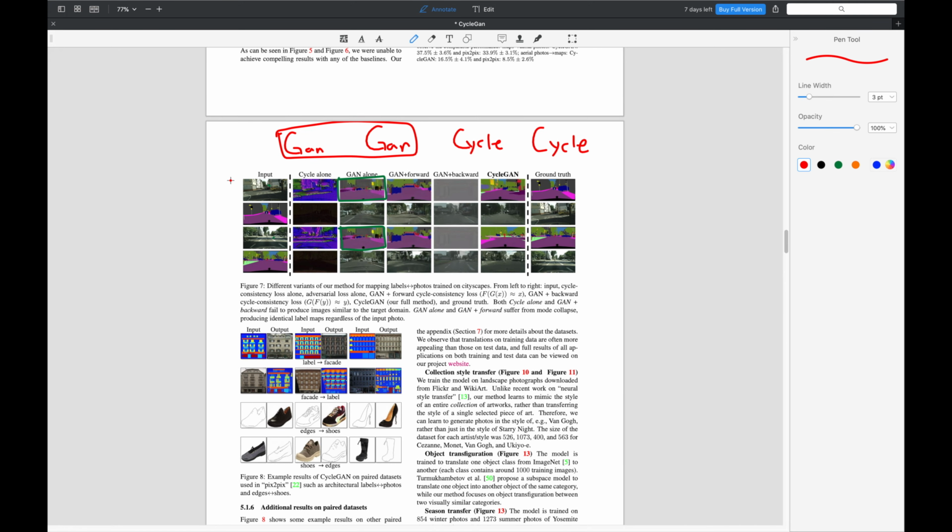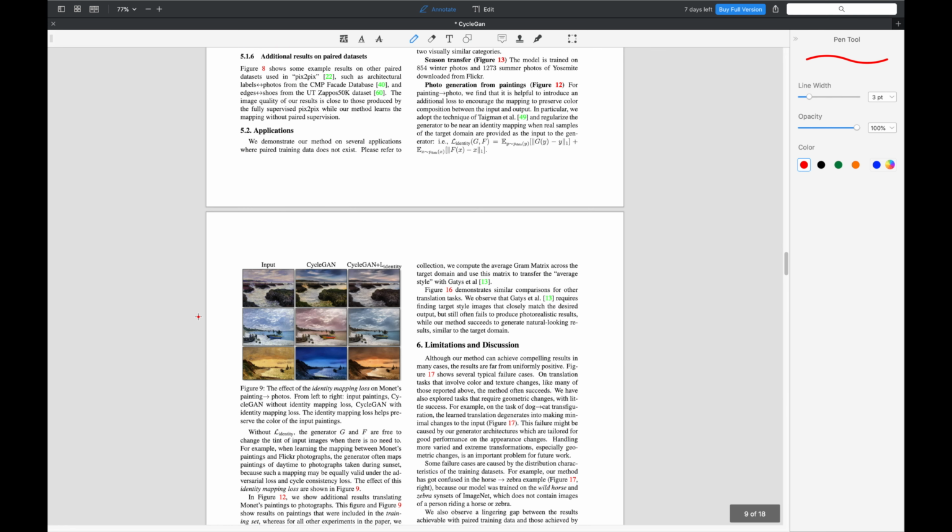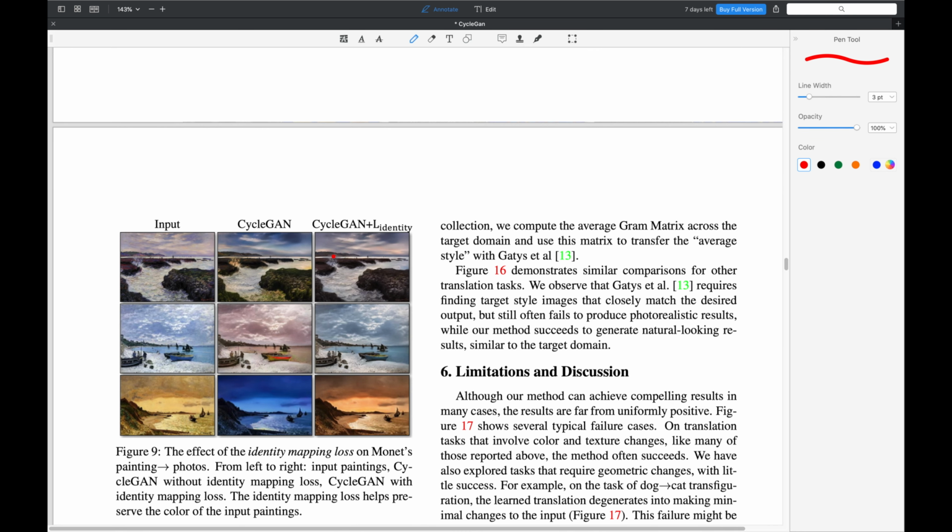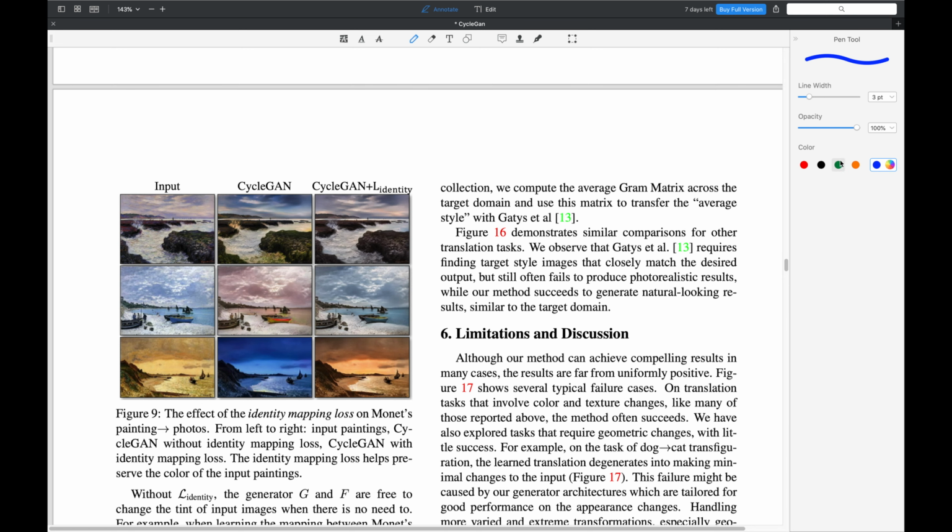CycleGAN with these loss terms aren't really enough in certain cases. For example, this is a task of converting paintings to photos. And you can see that even though the input painting is a yellow tinted image, the CycleGAN produces a blue tinted image. So let's look at why this happens in terms of GAN loss, in terms of CycleGAN loss.